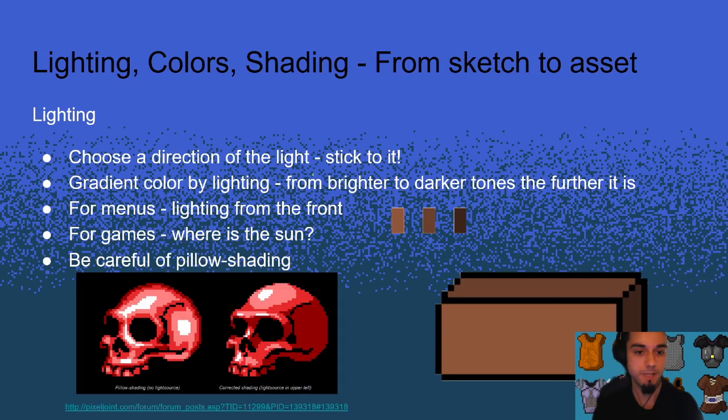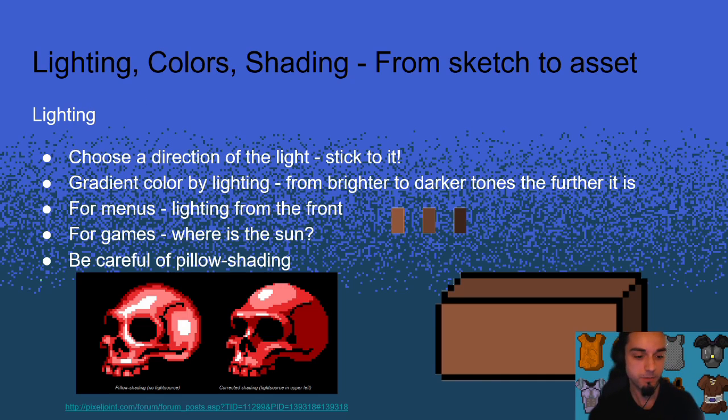First off, lighting. When you think about lighting and art and creating design, you might think, oh, okay, this is getting very hard. This is gonna be complicated. Well, not that much, at least not when creating assets for games and when you want to make something that looks nice, animates easily, and is not too overcomplicated. First and most important thing, no matter if you're doing pixel art or any kind of art, is choose the direction of the light and stick to it.